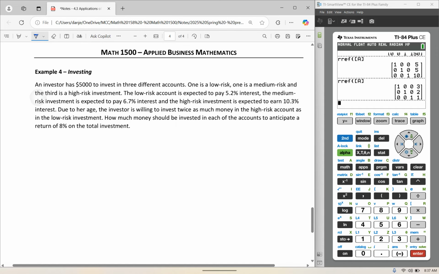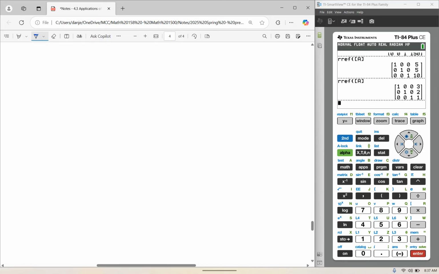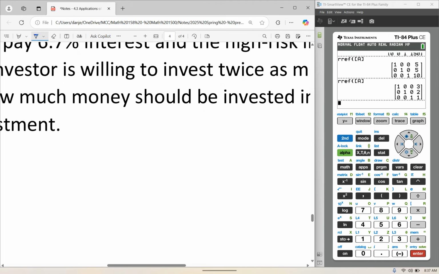Finally, let's look at investing. An investor has $5,000 to invest in 3 different accounts: low risk, medium risk, high risk. A lot of information. Notice at the bottom. Let's find that again. Whoa.